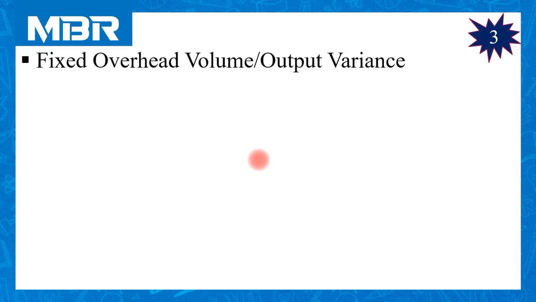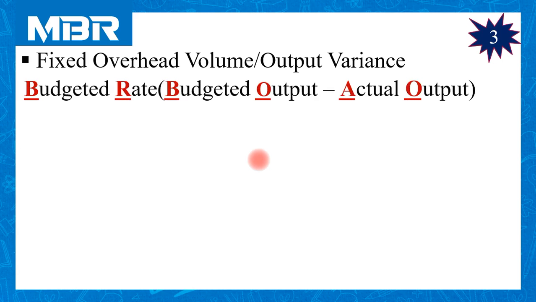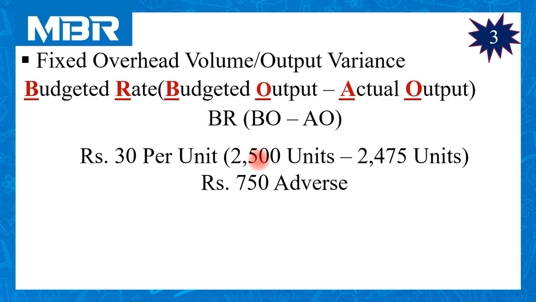After calculation of budget or expense variance, let us move to the third variance. It is fixed overhead volume or output variance. Naturally, it is based on the units of output given in the question: budgeted rate into bracket budgeted output minus actual output. BR into bracket BO minus AO. Budgeted rate rupees 30 per unit. Here we have to apply the budgeted rate per unit because it is a calculation based on output.